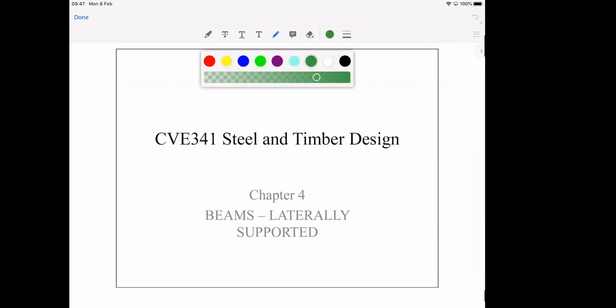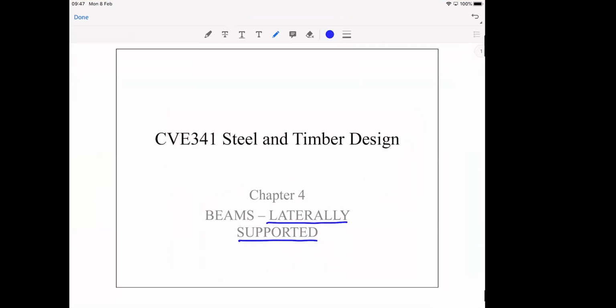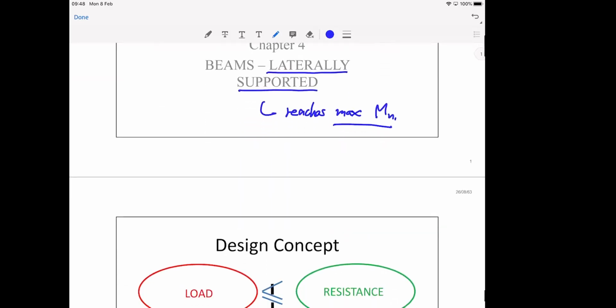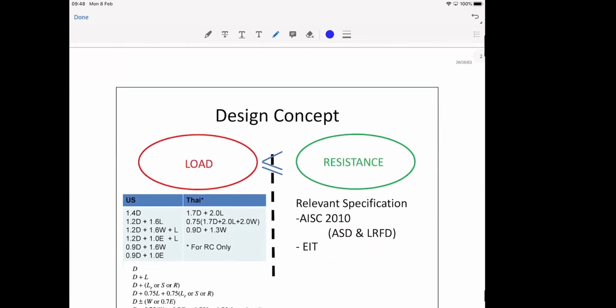What does it mean? It means that when your beam is laterally supported, it can reach the maximum nominal moment, okay? And this maximum nominal moment is something that you need to understand first before you consider the situation where your beam may not reach the maximum nominal moment. And this is what I just mentioned.